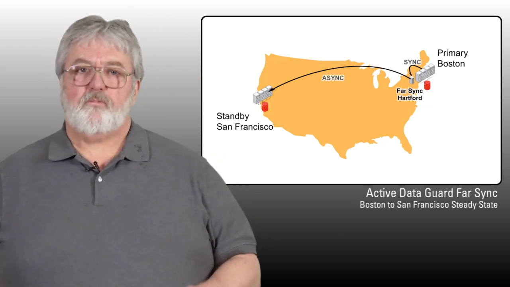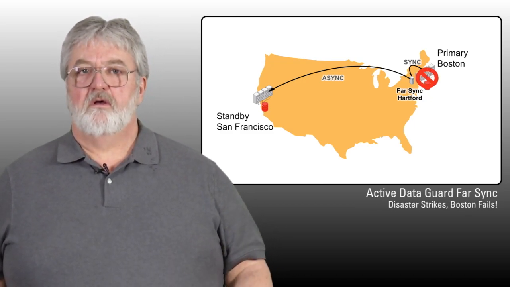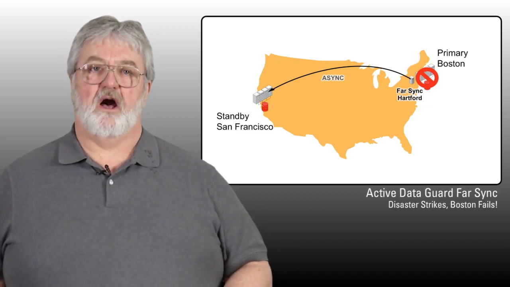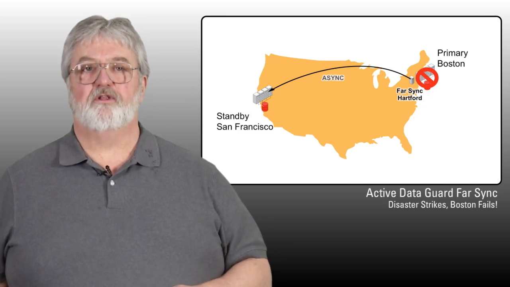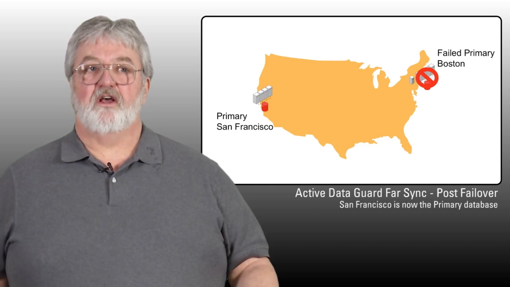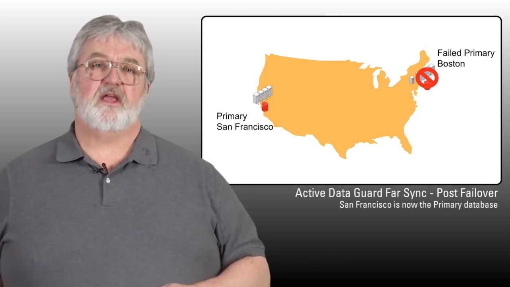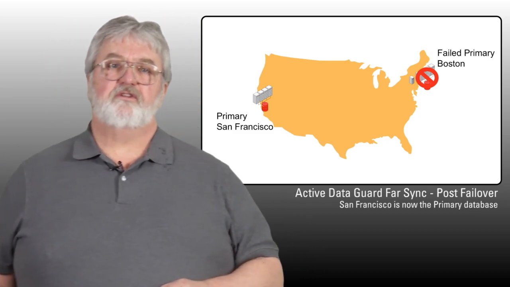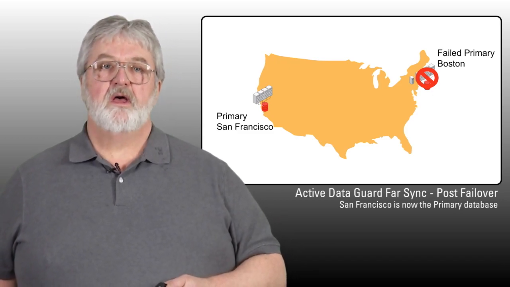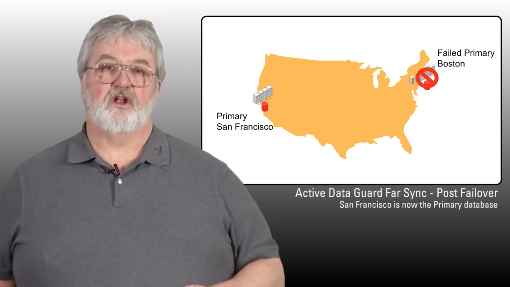However, what happens is when something bad happens and Boston goes away, we lose the production database, synchronous transport is going to stop, obviously, but we have all of the last redo in a synchronous manner at Hartford. So all we do is say failover to San Francisco, and San Francisco becomes the primary, and because it can get to the Hartford FarSync instance, it is going to do a zero data loss failover, even though it's thousands of miles away. Now this does mean that Hartford has to remain available during this failover process.